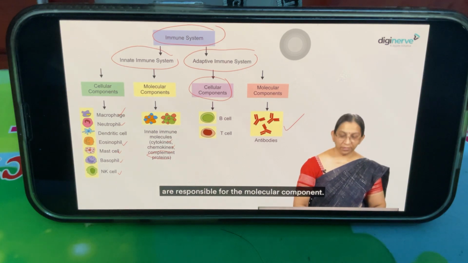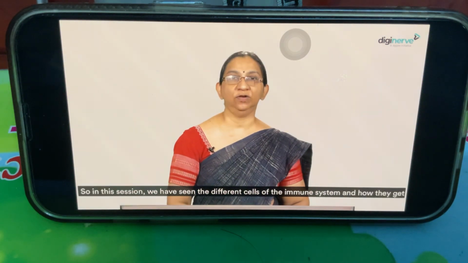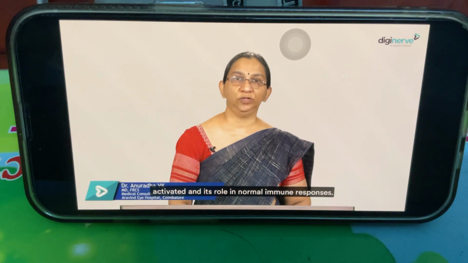So in this session, we have seen the different cells of the immune system and how they get activated and their role in normal immune responses.